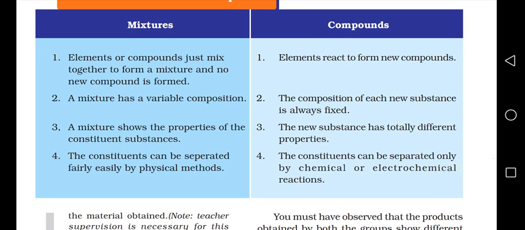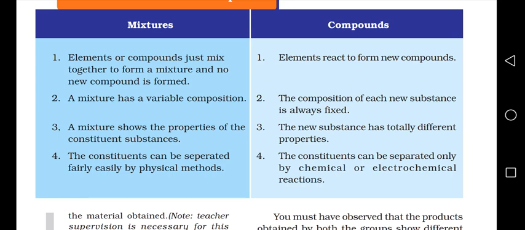The second difference: a mixture has a variable composition. A mixture can be a homogeneous mixture or a heterogeneous mixture. The composition can be anything. You can add any amount of salt or sugar in any amount of water. It is not fixed. The composition is not fixed. But in the case of compounds, the composition of the new substance is always fixed.